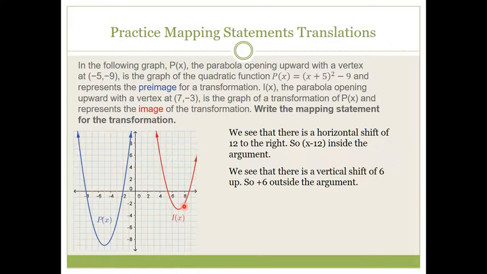So let's go ahead now and write the mapping statement. To get to I of x, we just take p of x, and this indicates, remember inside the argument, a shift to the right of 12 and then up 6. So it's really not as bad as it looks. Right? That's how we write a mapping statement. We're just saying what we're doing with the shifting. So to the right 12 and up 6 is how to read that.